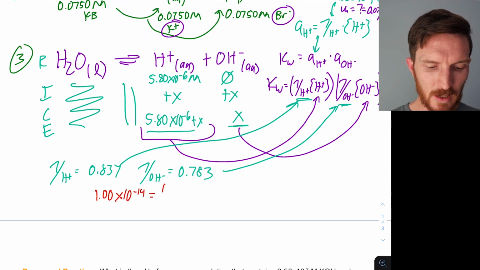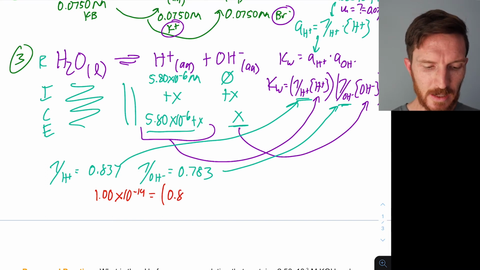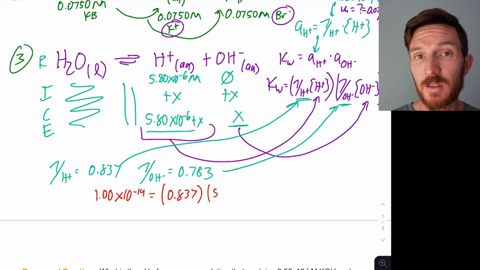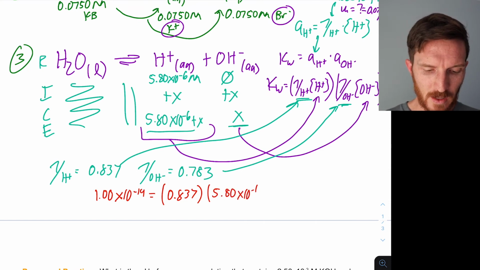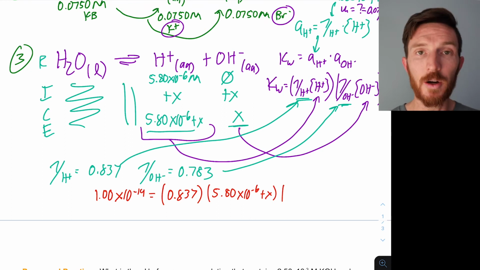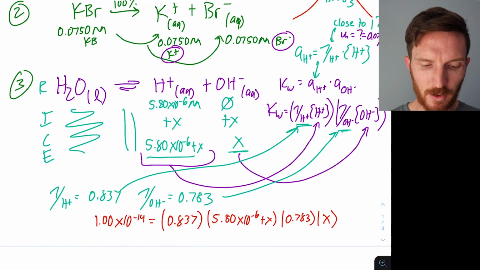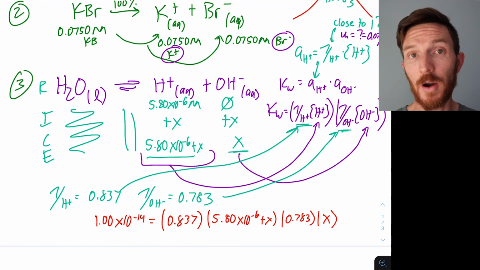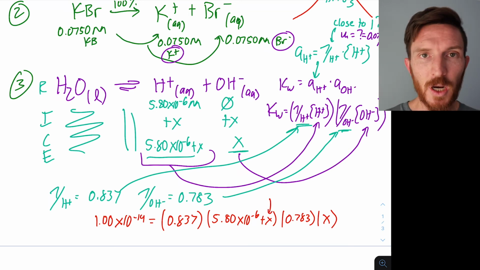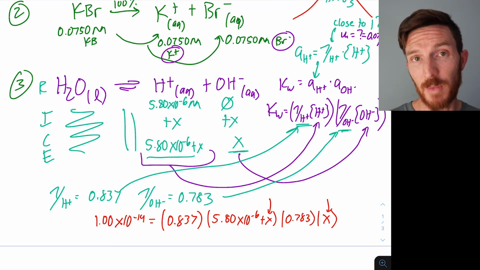Our Kw, 1 times 10 to the negative 14th, equals our gamma value, our activity coefficient for H+, 0.837, times the actual concentration that we expected for our H+, 5.8 times 10 to the negative 6 plus x. Then we get our activity coefficient for hydroxide, 0.783, times the actual concentration that we had for our hydroxide ion. So now we have this one expression. We have our one unknown here, how much H+ and OH- we're making from our water.